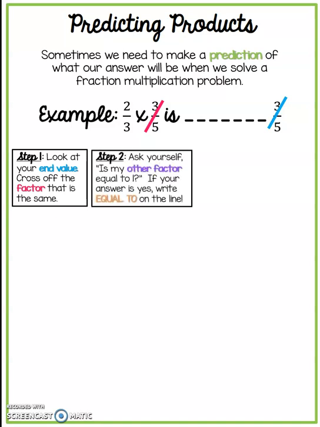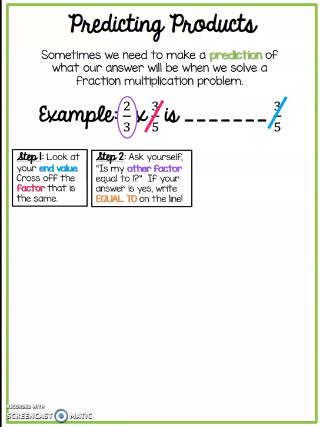Next, I need to look at the other factor. In this particular example, the other factor is 2/3. First, I'll ask myself, is that other factor equal to 1? If the answer to that question is yes, then we would say that that product is going to be equal to our end value. In this example, 2/3 is not equal to 1, so I know that 2/3 times 3/5 will not be equal to 3/5.